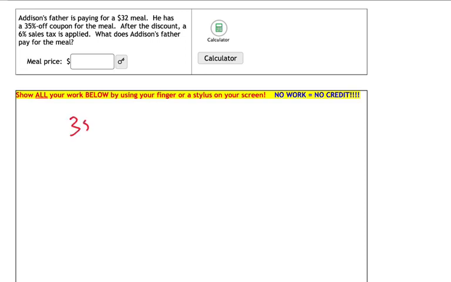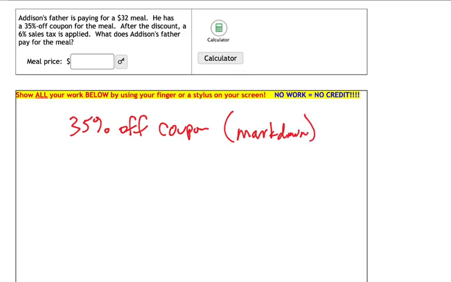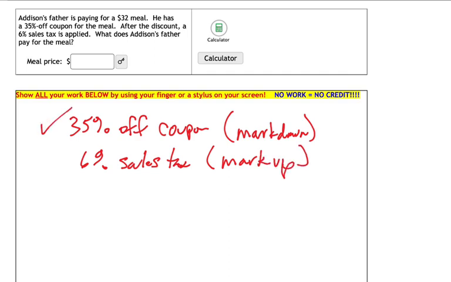We've got a 35% off coupon. That is a markdown or a discount. And then after that, we're going to deal with a 6% sales tax, which is a markup. So let's deal with the 35% off coupon first.